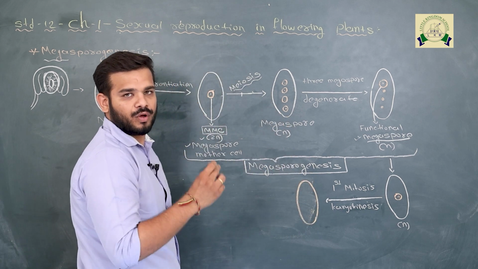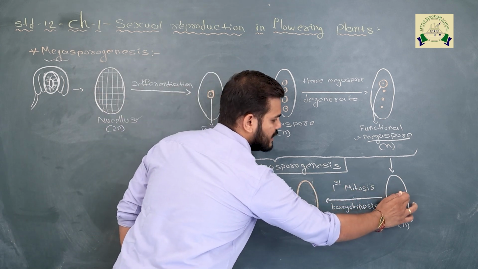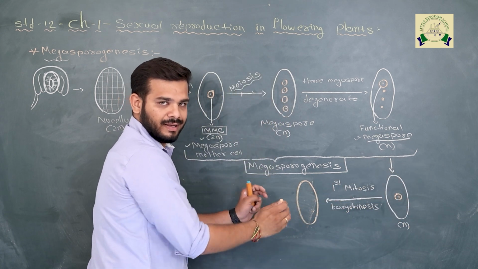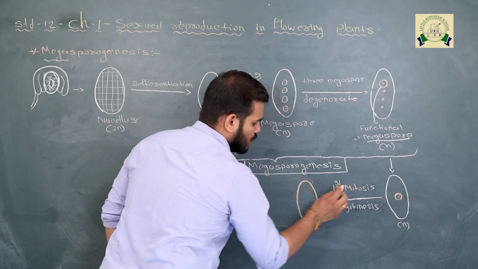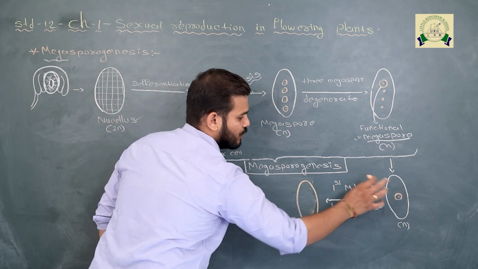Why did I draw it with the orange chalk? Because now I am indicating only and only this megaspore, not the cells of the nucellus, because we don't need them in this diagram. We need only and only the megaspore. So I zoom in on the megaspore for you to understand what happens when the nucleus divides.